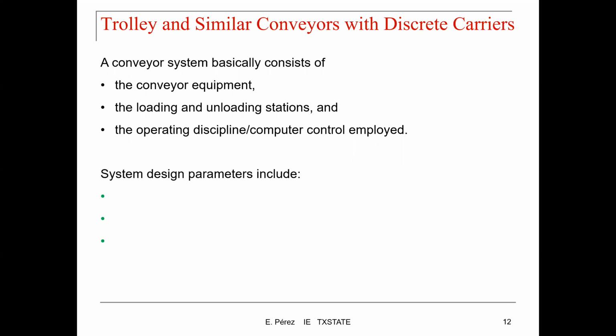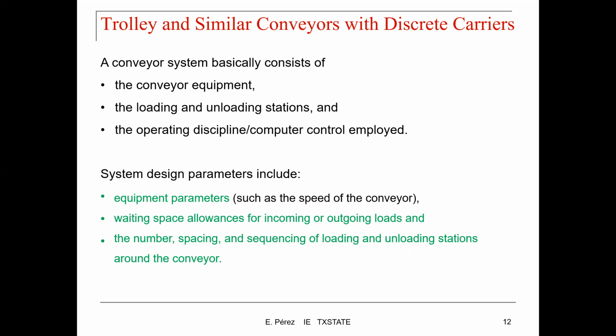A conveyor system basically consists of one, the conveyor equipment, two, the loading and unloading stations, and three, the operating discipline or computer control. System design parameters include equipment parameters, such as the speed of the conveyor, waiting space allowance for incoming and outgoing loads, and three, the number, spacing, and sequencing of loading and unloading stations around the conveyor.